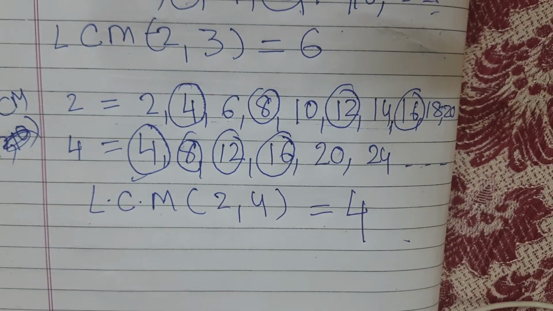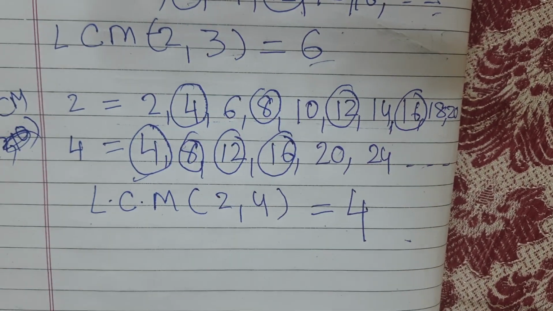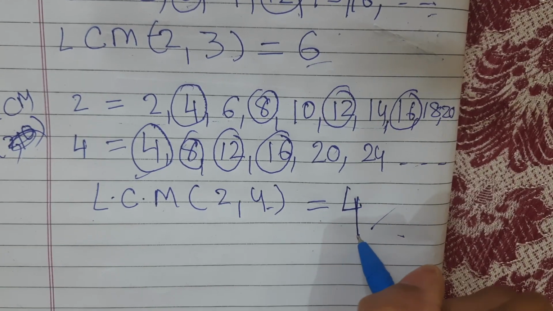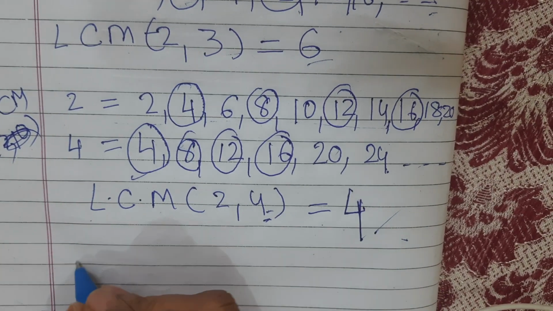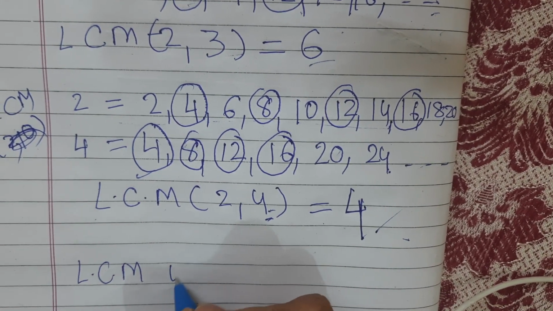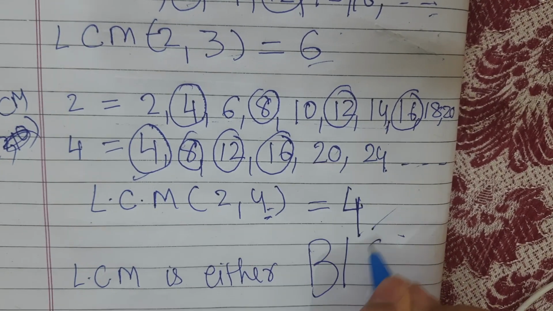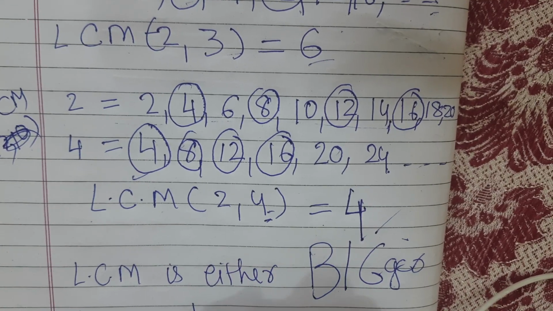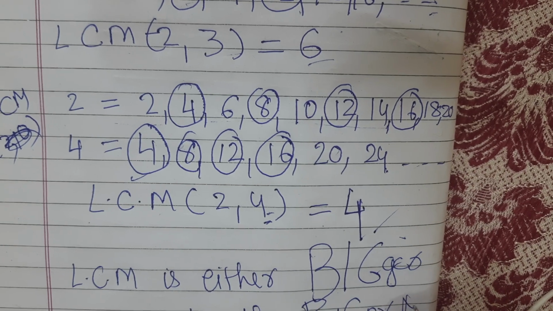So kids, what do you notice? That 6 is bigger than 2 and 3, 4 is equal to 4. So your LCM is either bigger or equal to the greater of the two numbers. Okay, so your LCM is either bigger or equal to the bigger number. Okay, so let's do one more question.